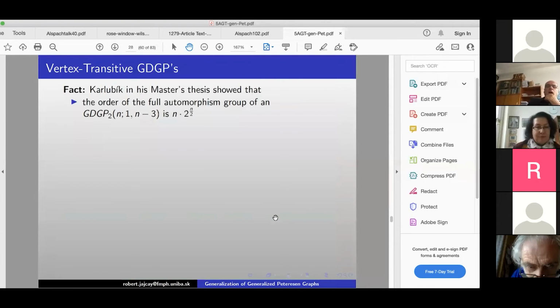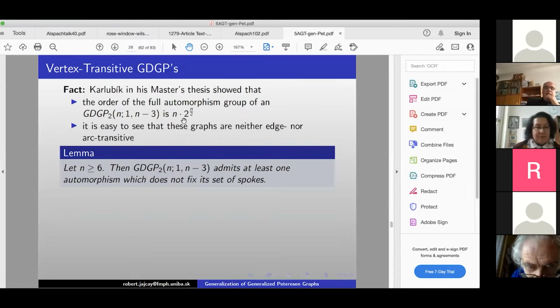I had a diploma student who in his master thesis just played with these with a computer and looked for some special things. For instance, he noticed that there is a bunch of these graphs which have a very large automorphism group, n times 2 to the n over 2. So that's a relatively large automorphism group. Some other easy observation: these graphs are neither edge nor arc transitive.